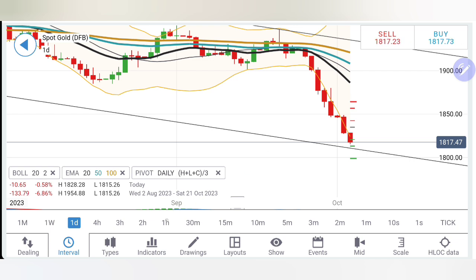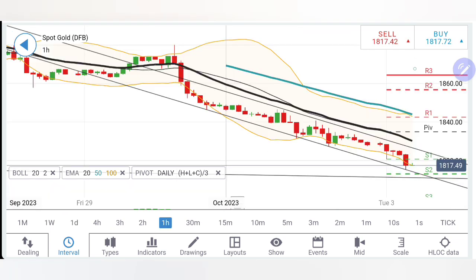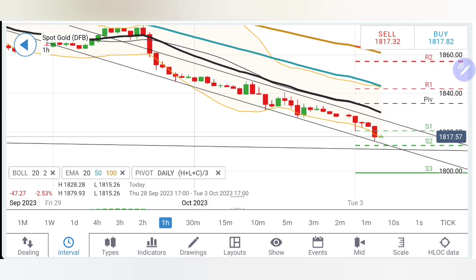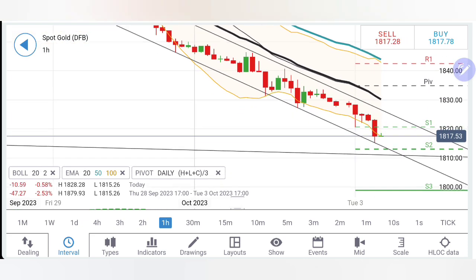We will see with the help of charts and indicators. We'll start from the hourly charts and slowly graduate towards the daily charts. Towards the end, I will give you the trading strategy and levels. Do watch till the end. Let's start.